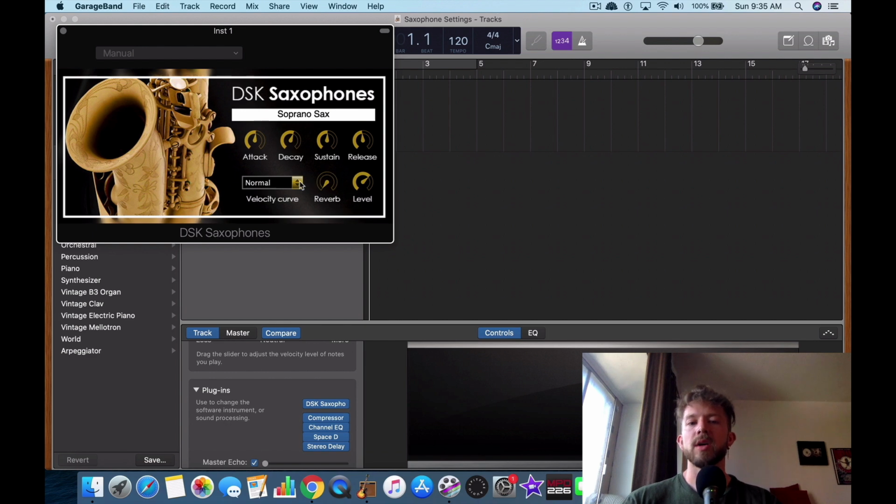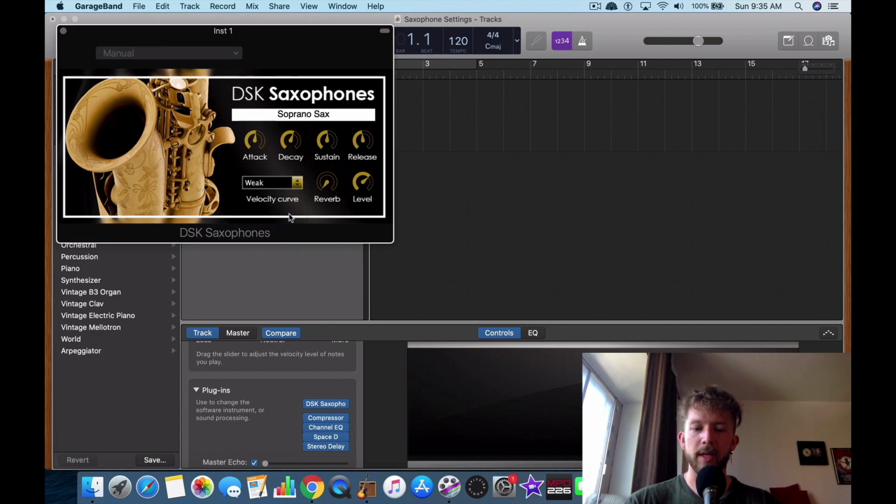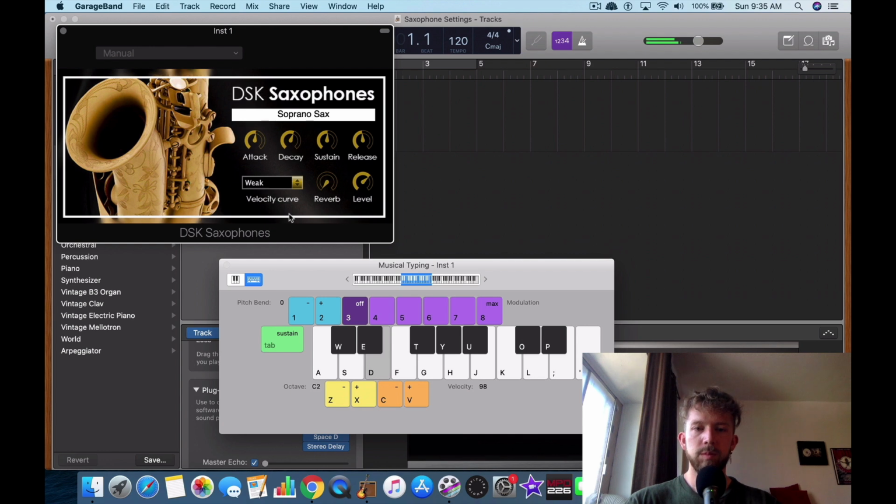And then you have your velocity curve, right? Your normal velocity curve. So that's just the strength and volume of the note. So if you have it at weak, it's going to play the notes very weakly.